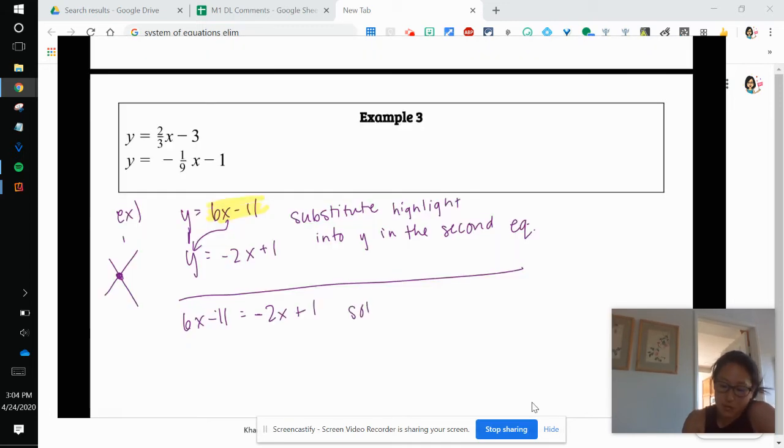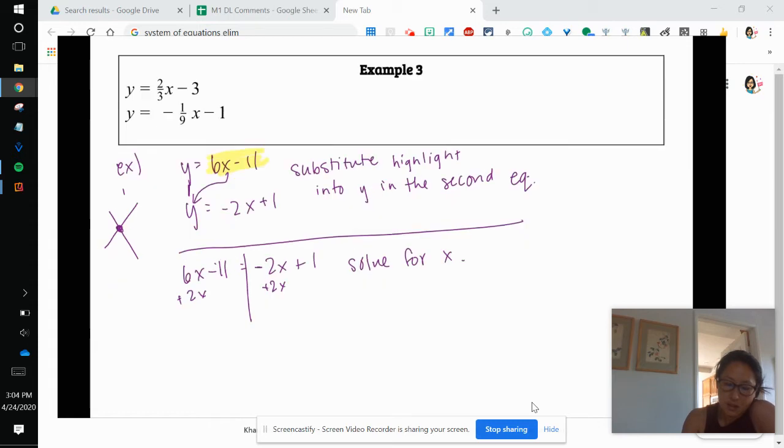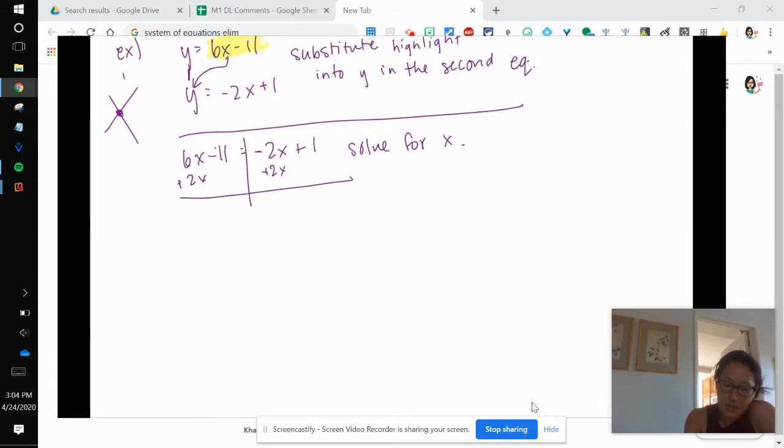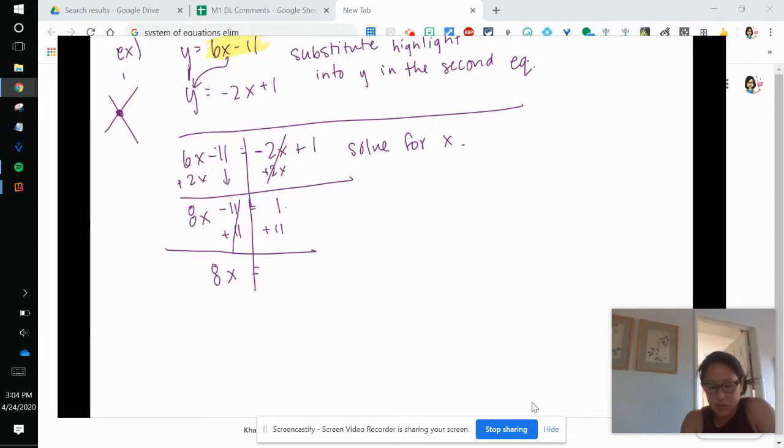So solve for x. Okay, so I'm going to add 2x, and I get 0 and 8x, bring down the negative 11, is equal to 1. Add 11 to both sides. I get 0 on the left-hand side, I'm going to get 8x, and now I have 1 plus 11 is 12. Then I'm going to divide by 8.